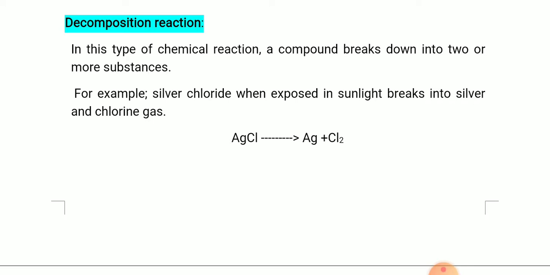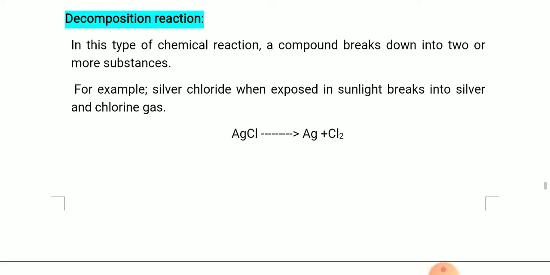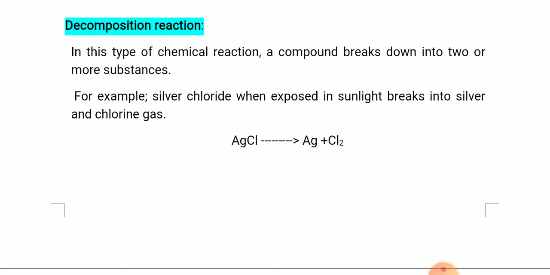To break down the compound, you have to apply some source of energy. Without any energy, the reactant will not break. So you have to provide some type of energy like heat, light, or sound energy, otherwise the reaction will not proceed.